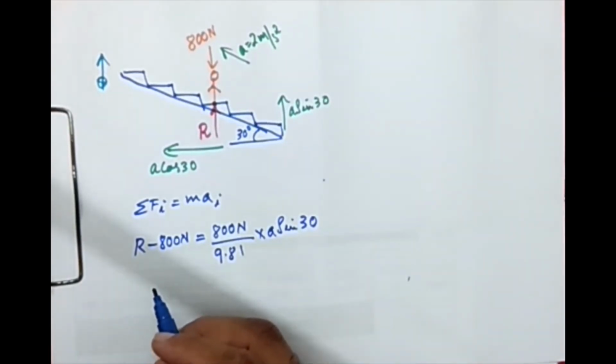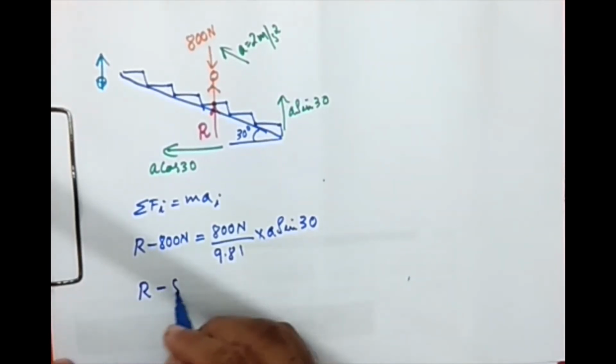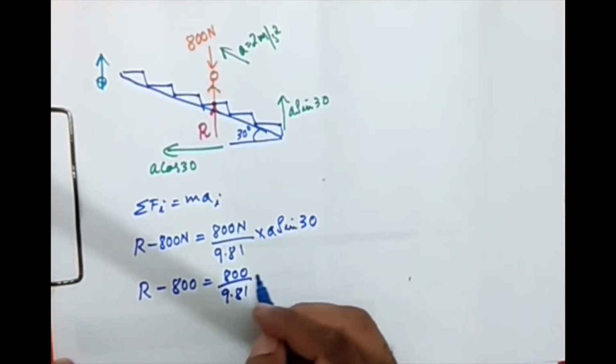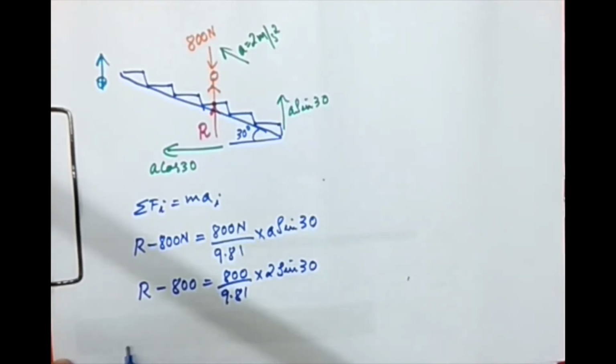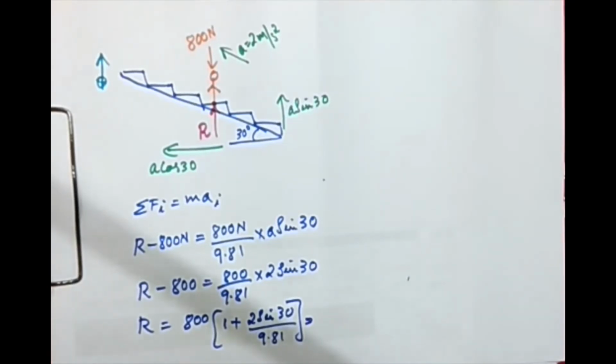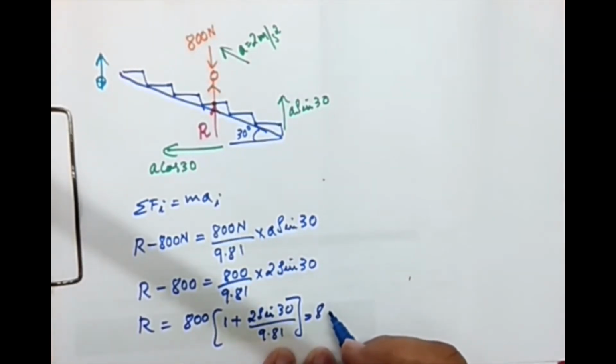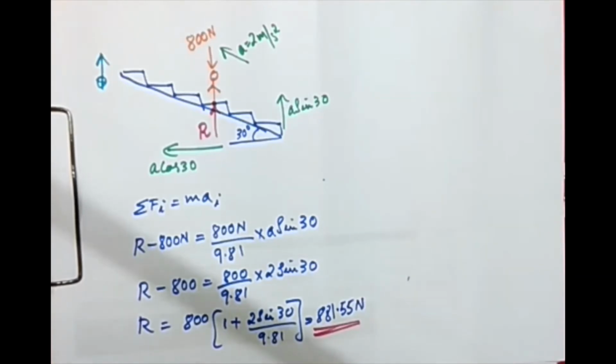Now substituting the different values, we will get R minus 800 equal to 800 by 9.81 into 2 sine 30. So R is equal to, this goes to the right side, so it becomes positive, 800 times 1 plus 2 sine 30 by 9.81. If we calculate it, what we are going to get is 800 times 1 plus 2 sine 30 divided by 9.81, which is equal to 881.55 Newton. What we got is 881.55 Newton when this is moving upward with an acceleration a equal to 2 meters per second square.